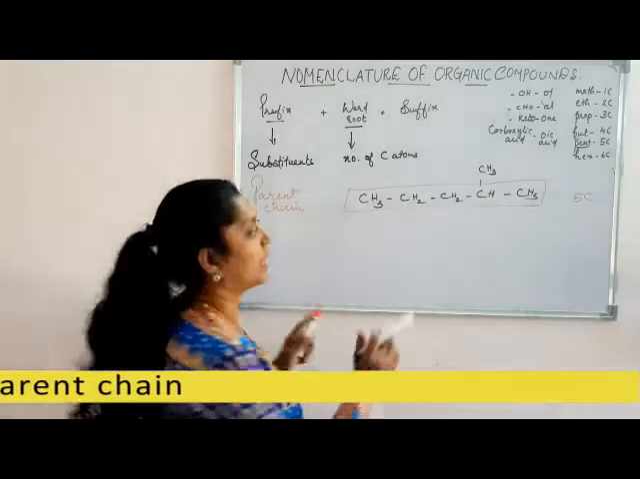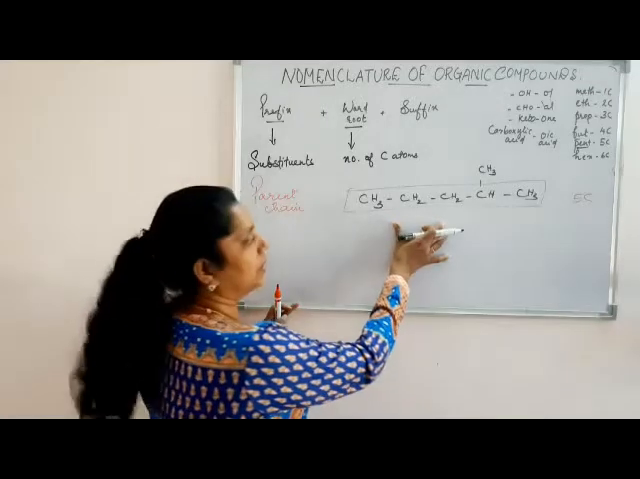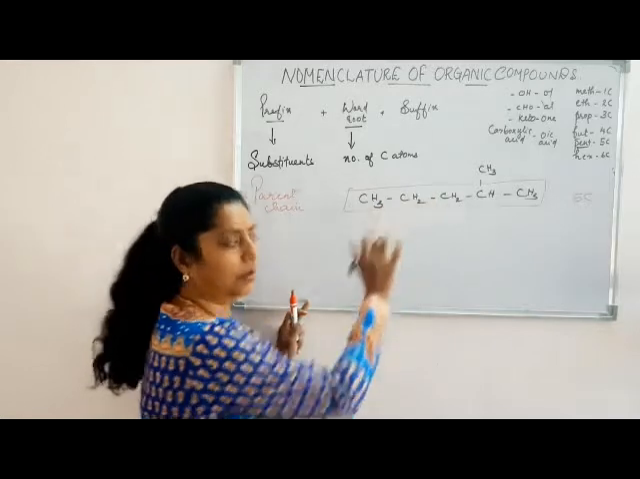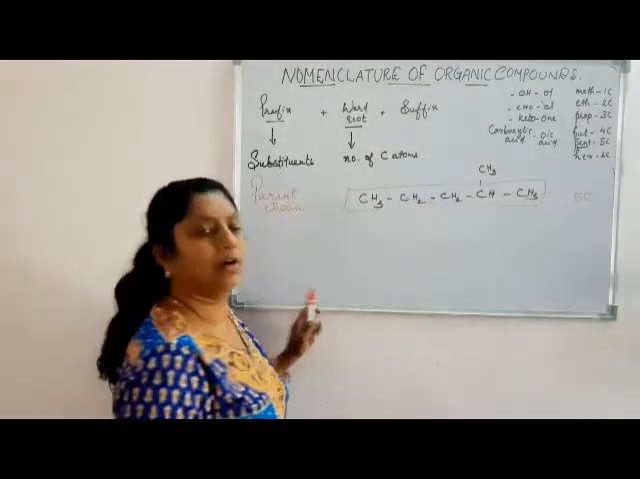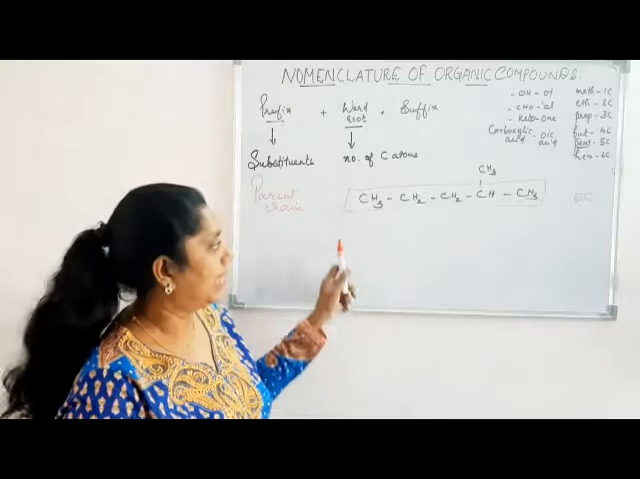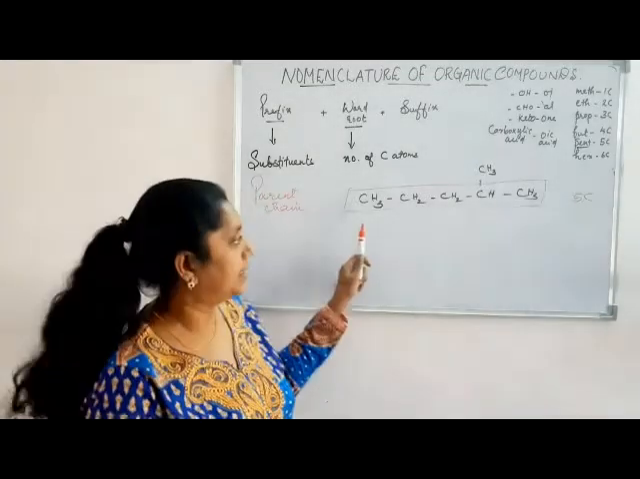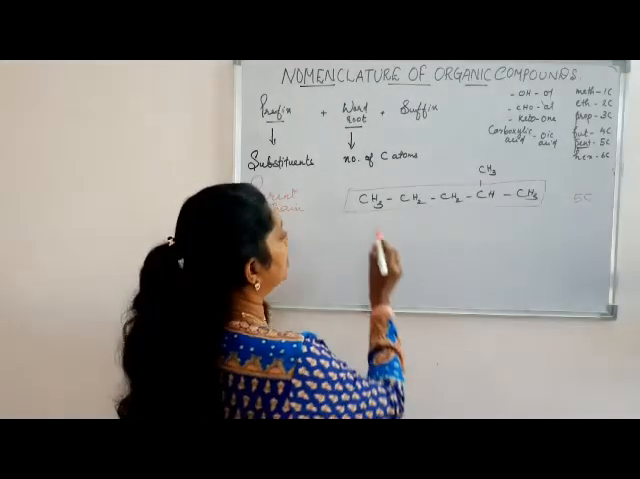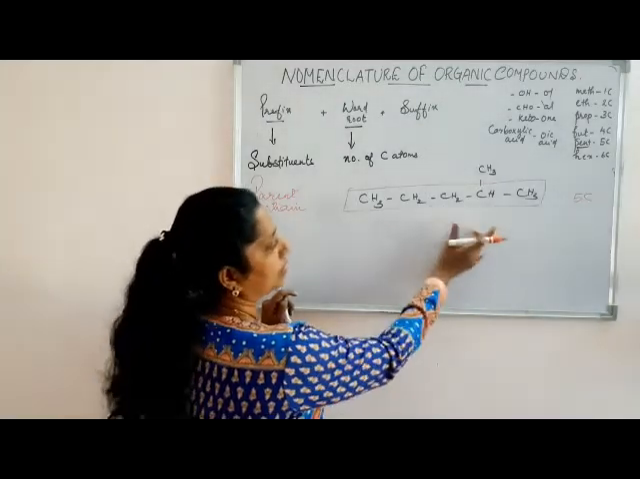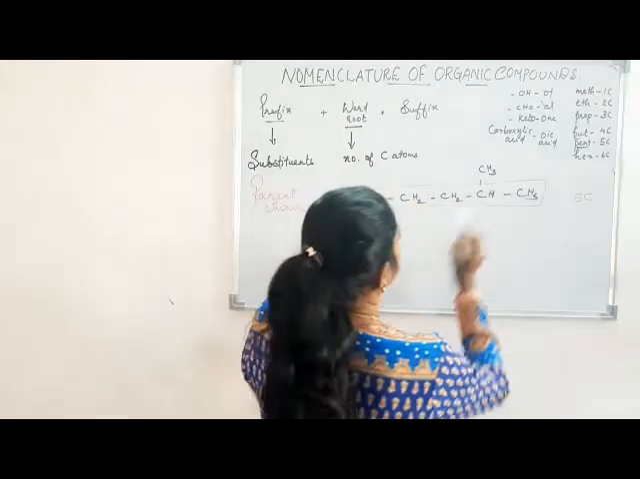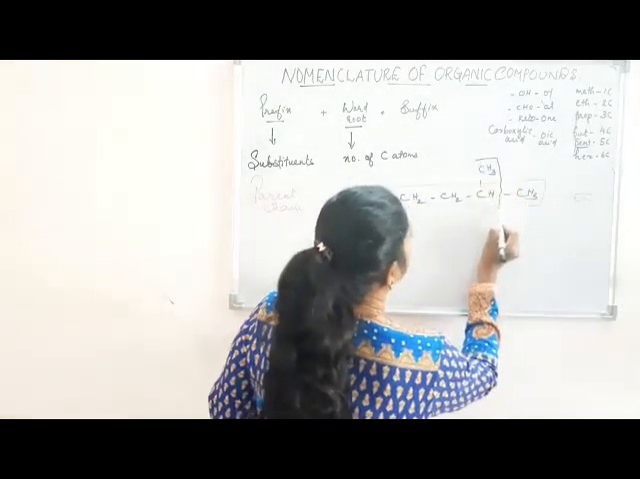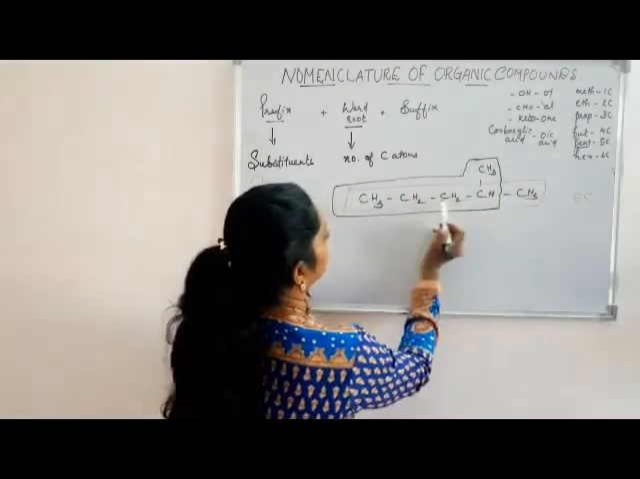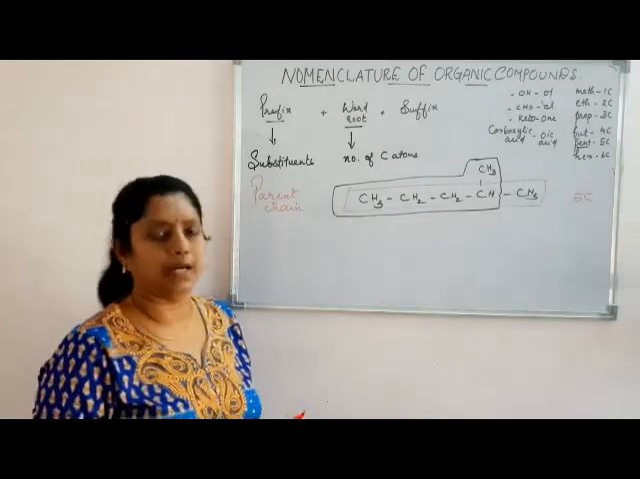But the total number of carbon atoms present in the molecule is 5 plus 1, that is 6. Six carbon atoms are present in the compound, but the parent chain consists of only 5 carbon atoms. So identify the parent chain. And we can also select the parent chain or the longest chain in this way. If we select the chain like this, again we have 1, 2, 3, 4 and 5. Five carbon atoms are here.